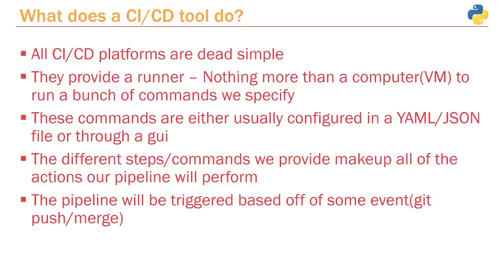But the different commands that we provide that little mini computer to run make up all of the actions that our pipeline will perform. And this pipeline or this virtual machine that we have is going to run based off of some event getting triggered. And so, like I mentioned, this is usually us either doing a git push or performing a merge request. It doesn't really matter. There's a lot of different events that you can configure depending on your CI/CD tool. You can also set it up to run every single night at 2 in the morning. There's a lot of different options, but mostly it's going to be based off of a git push.